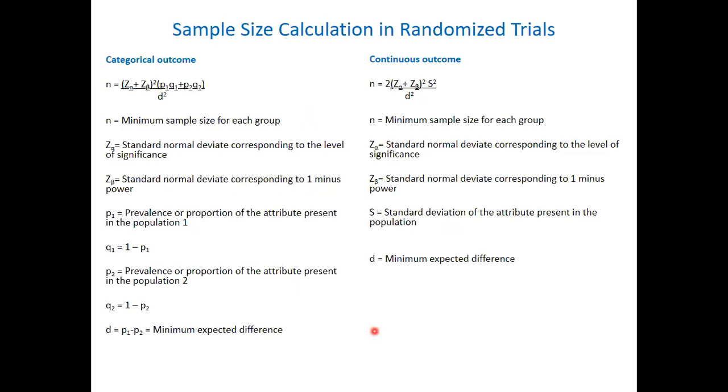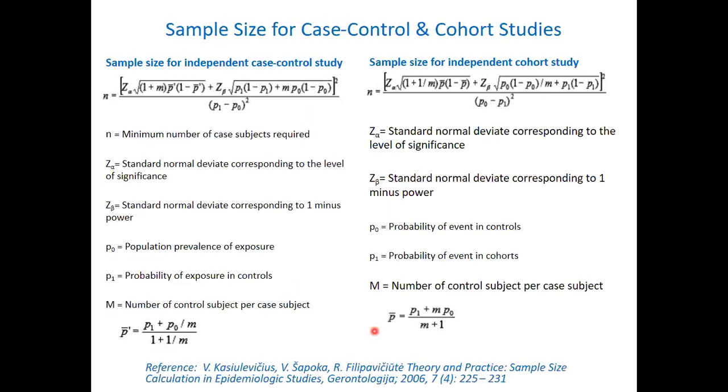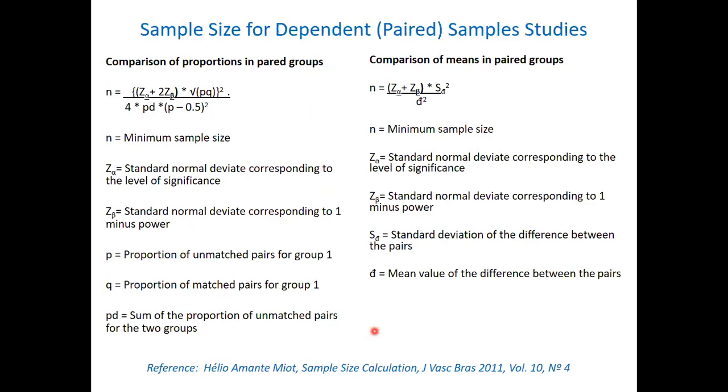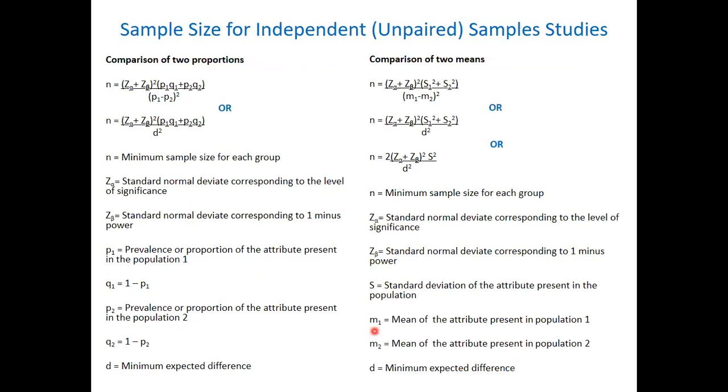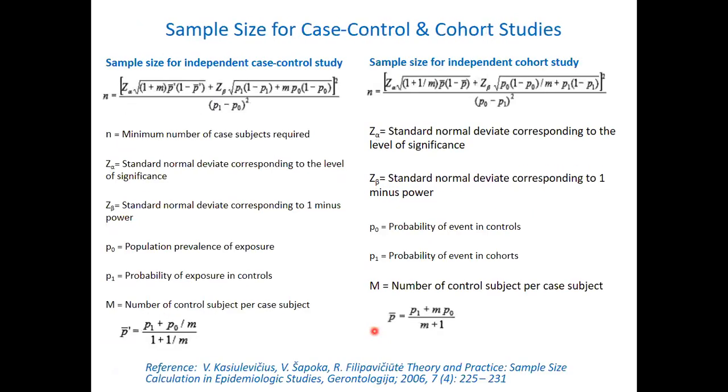In a continuous outcome, somebody was asking a question one time. If you come back to this formula, you will see it's on the paired one. You see the last option I put here for comparison of two means, it's the same thing you have there.